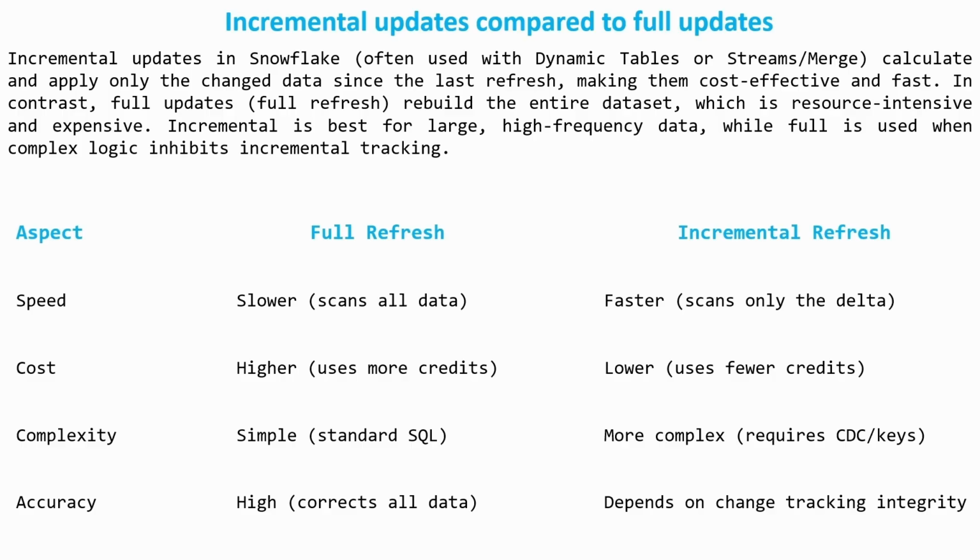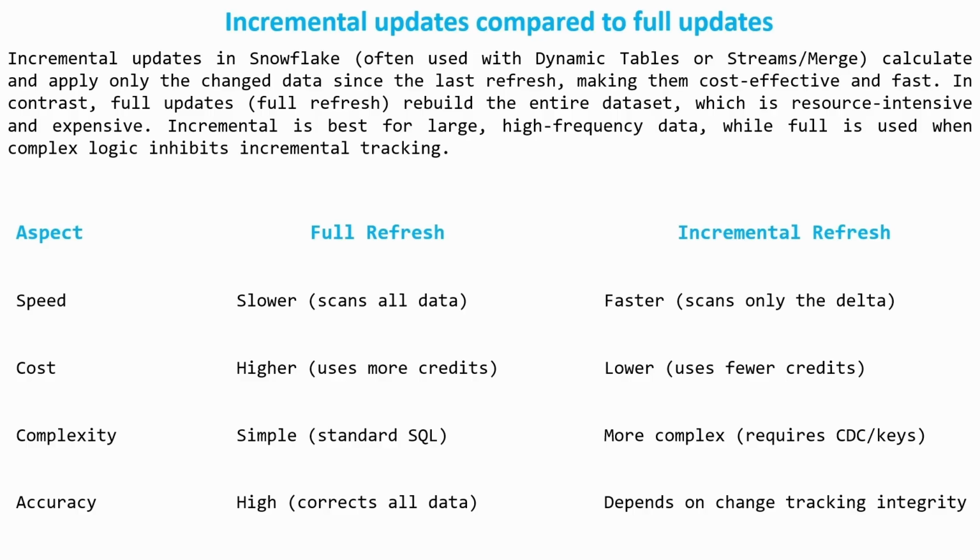If we talk about speed, full refresh is slower and obviously incremental refresh is faster because it only scans the delta records. Full refresh cost is higher than incremental refresh. And if we talk about complexity, full refresh is very simple. Actually, you are just doing truncate and reload.